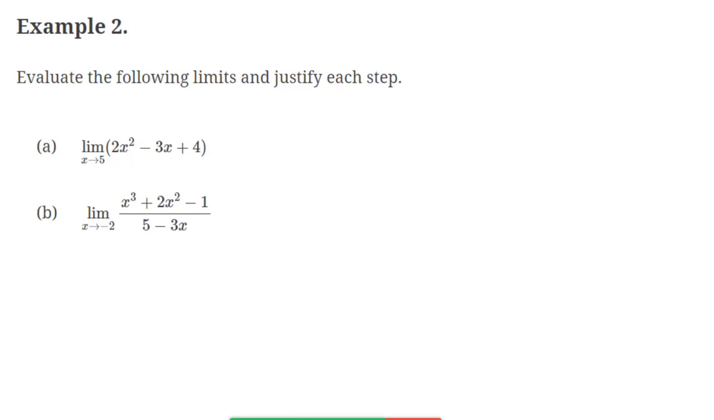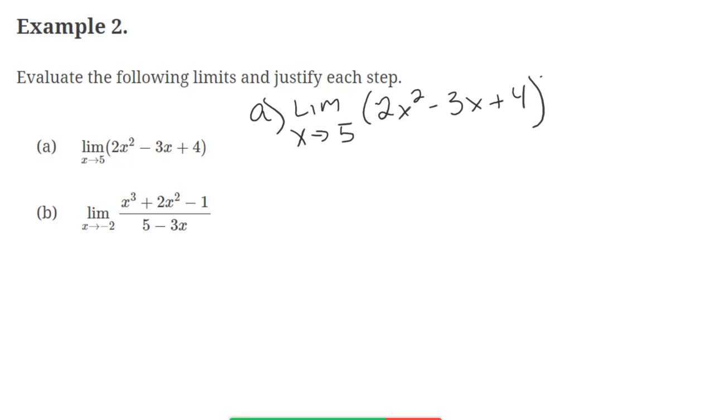All right. So let's look at these. Now these are just regular problems that we're going to actually be able to go through and look at. If we look at the first one, let's look at A. The limit as x goes to 5 of 2x squared minus 3x plus 4.